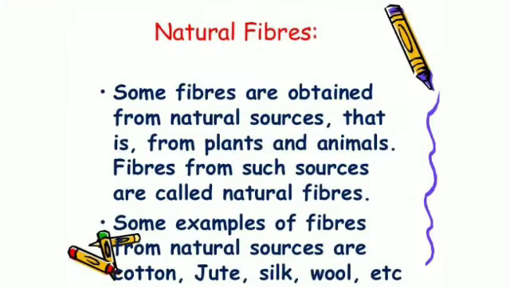Now let's discuss the types of fiber. First, natural fibers. Natural fibers are those fibers which are obtained from nature. Sources might be plant and animal. Example, cotton, jute, silk, wool, etc.